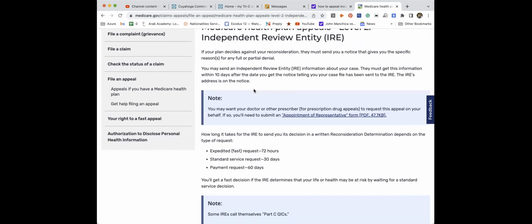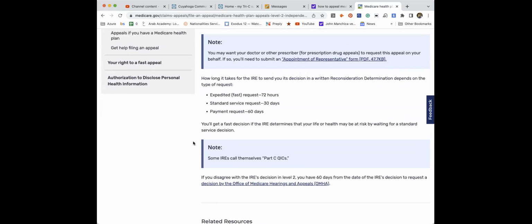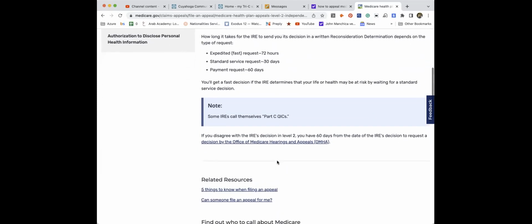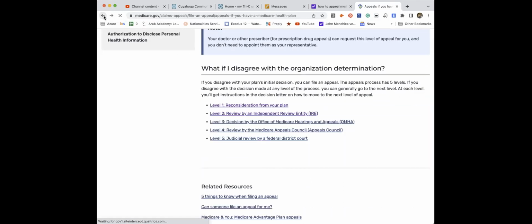You can ask for an expedited or fast request within 72 hours, a standard service request within 30 days, or a payment request within 60 days. Yes, some IREs call themselves Part C QIC. I forget what QIC stands for, but maybe Maximus isn't the only one. In a case I recently assisted with, it was Maximus who was in charge. So that's step two. You start with your plan and you go to an independent review agency.